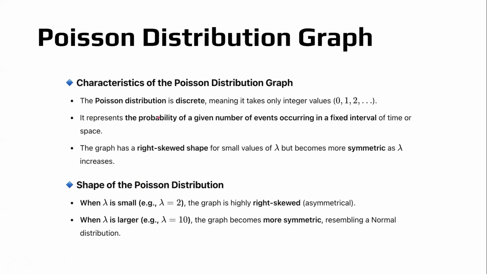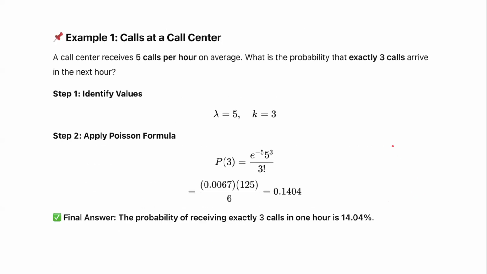Same thing is happening here. Let's talk about the shape of the distribution. If lambda is small, the graph is highly right skewed, asymmetrical. If lambda is large, the graph becomes more symmetric, almost resembling a normal distribution. Okay, let's try to solve an example, so you will get the idea.